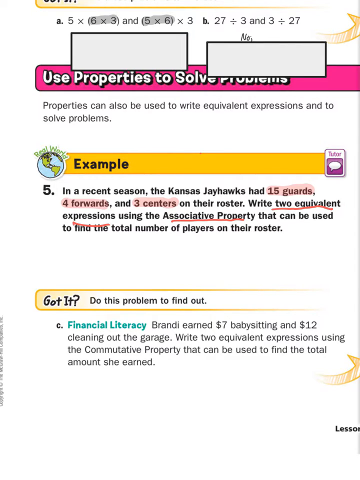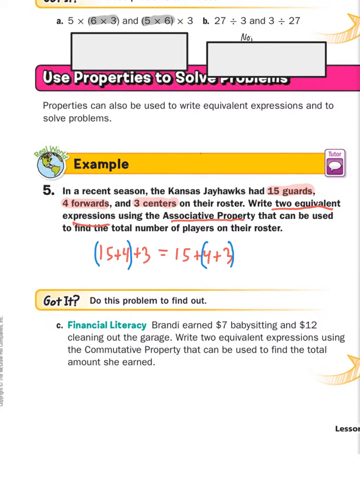Well, here's what I know. To find the total number of players, I just have to add up those numbers. So I just have to add up my 15 guards plus my 4 forwards plus my 3 centers. Now here's what's really important when you use the associative property. You don't want to switch the order of the numbers because that would make it commutative. So I have 15 plus 4 plus 3. Now I have the same exact numbers in the same exact order. Now to show the associative property, I have to group each expression differently. So in the first one, I'm going to group the 15 and the 4. And then the second one, I'm going to group the 4 and the 3.